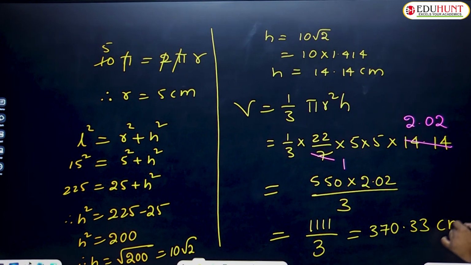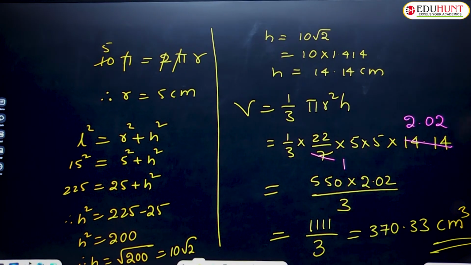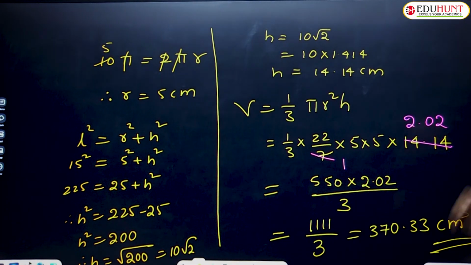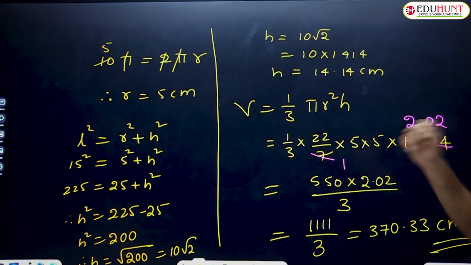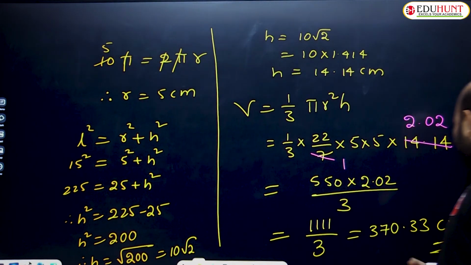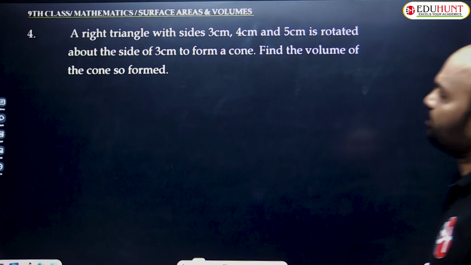370.33 cubic centimeters. Because the volume is calculated in cubic units, and since the radius and height are given in centimeters, that's why I'm taking cubic centimeters. Am I clear? So let's go to question number 4.